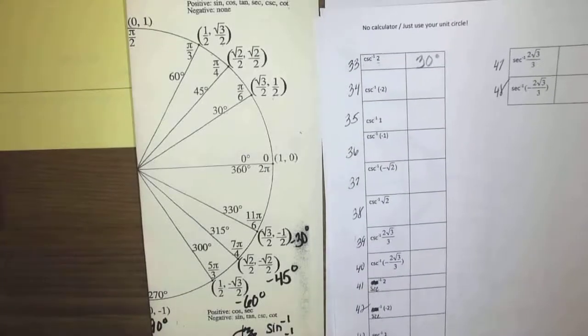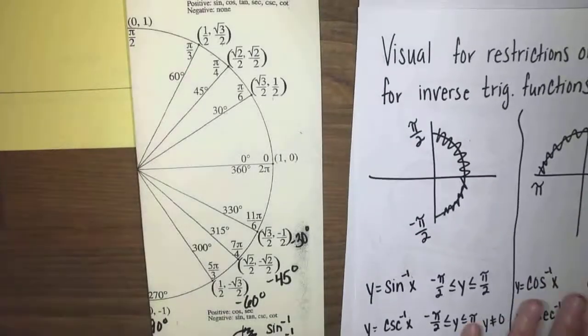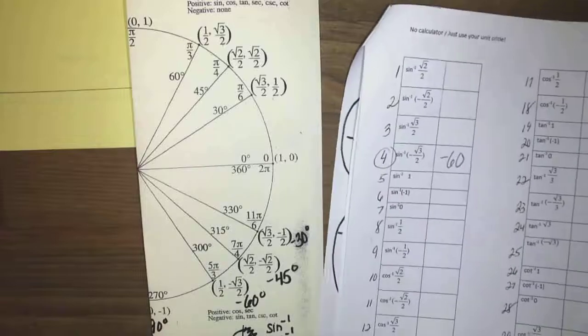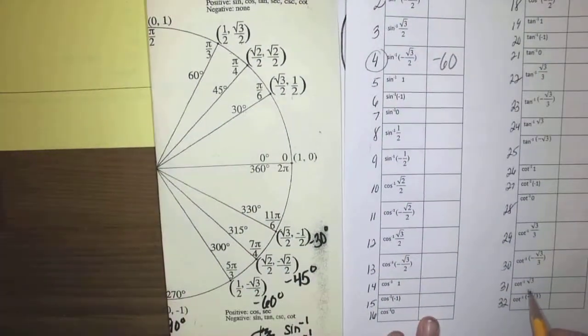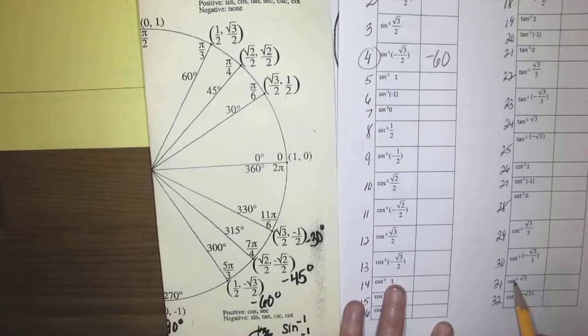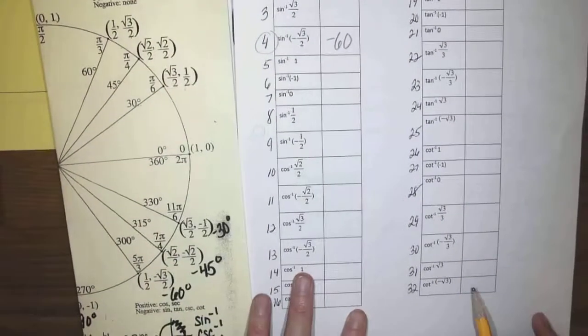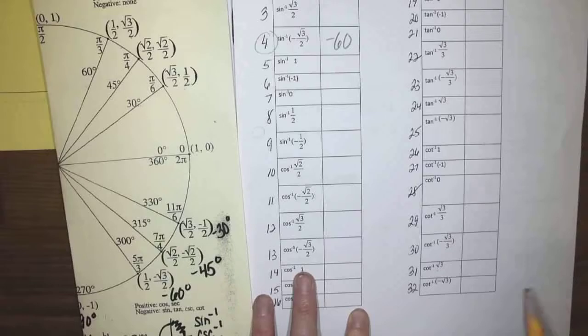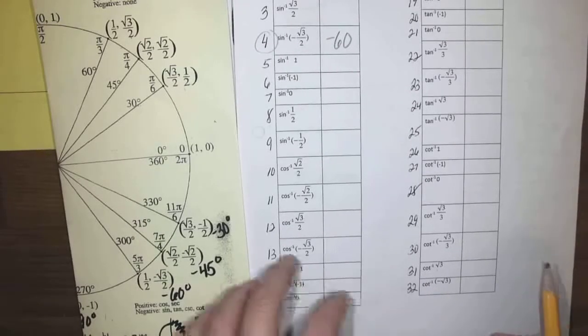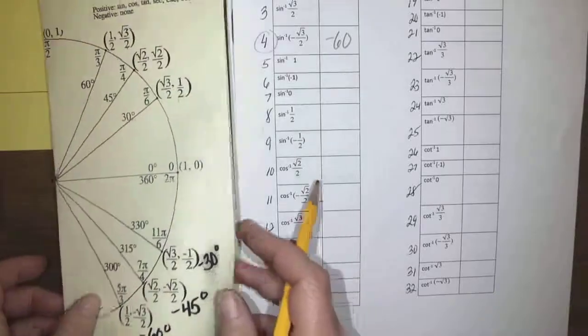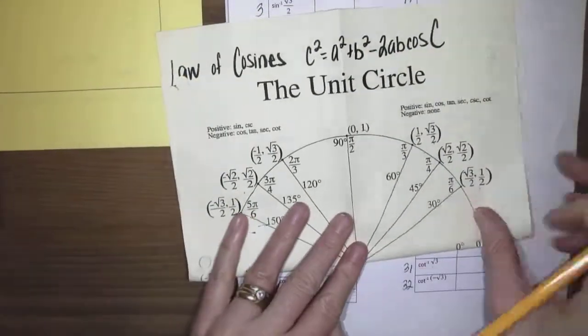Last one I want to do in this section would be a cotangent one. The one I would like to do is 31. 31 is inverse cotangent of root 3. Cotangent, if you remember, is the x divided by the y. For cotangent, I'm going to actually pick, I apologize, I said that wrong.